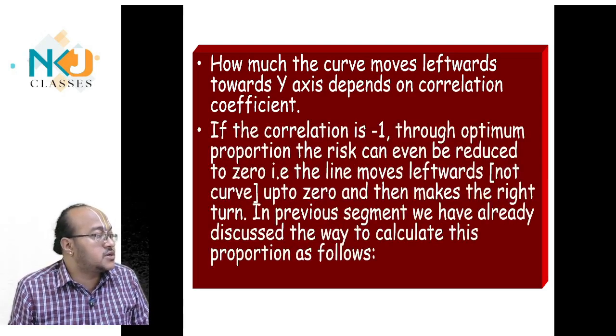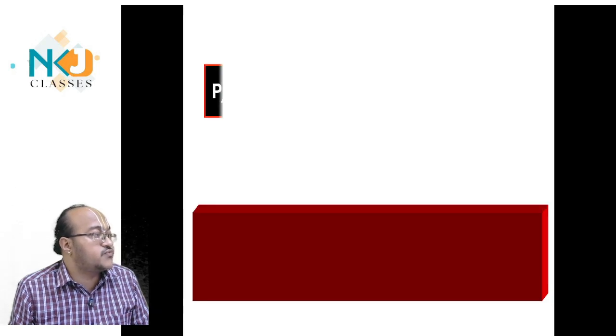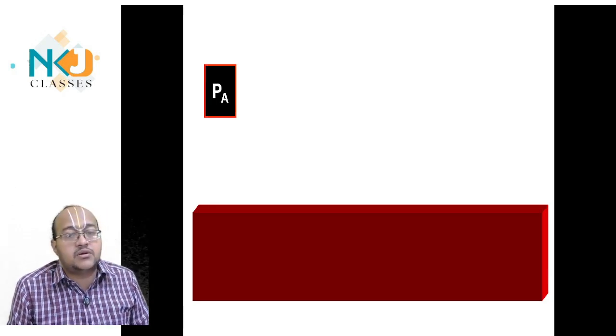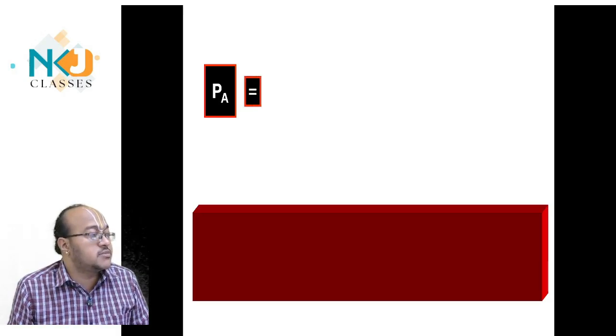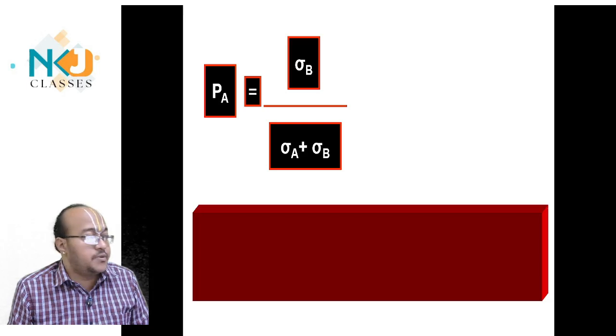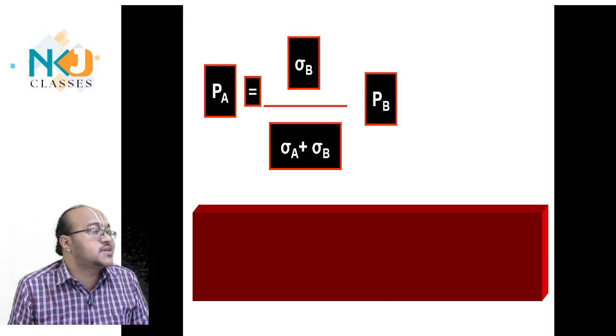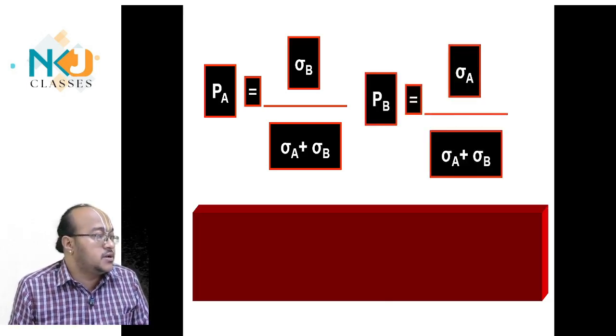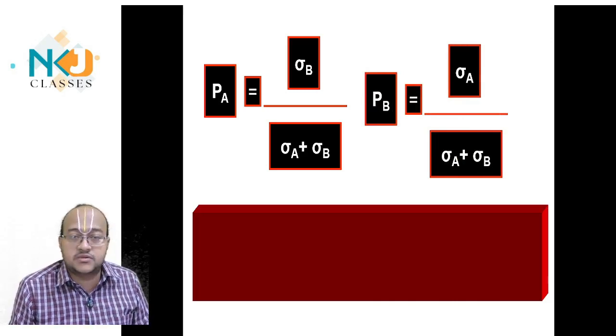If the correlation is -1, through the optimum proportion, the risk can even be reduced to 0. The lines move leftwards, not curve, up to 0, and then make a right turn. In the previous segment, we already discussed how to calculate this proportion. If correlation is -1, what is the proportion to bring portfolio risk to 0? Proportion of A is sigma B divided by (sigma A plus sigma B). Proportion of B is sigma A divided by (sigma A plus sigma B). This is how you compute the proportions to bring risk to 0.